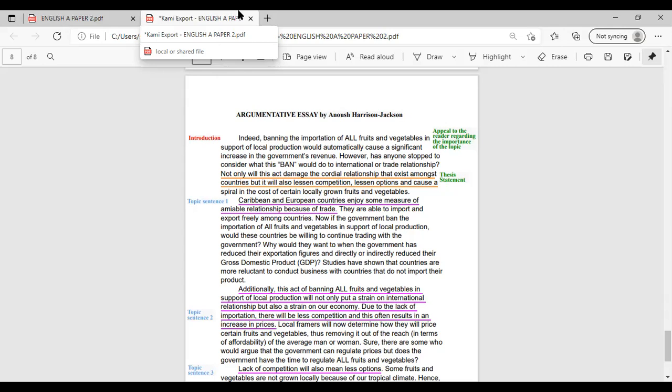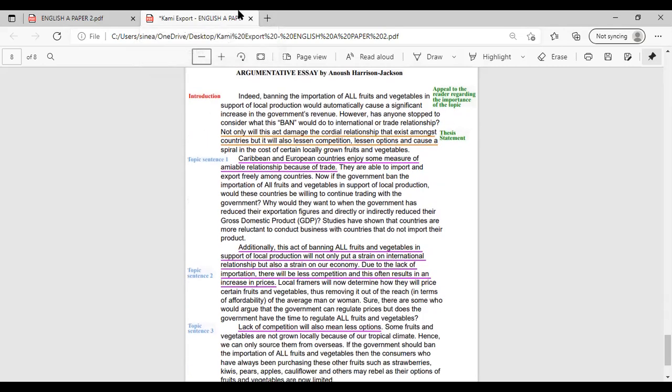Not only will this damage the cordial relationship. So again, the person that is reading a lot of essays is looking for a particular structure in this section, right? So it's looking for that thesis statement because all your points should be presented in a logical manner. So if I'm marking this, I would automatically just go and say, okay, let me check topic one, let me check topic two, topic three. It's right there in the thesis statement. And then I go on to look for the explanation, and then I go on to look for the examples, right? So in the first topic, we saw studies have shown that the countries are more reluctant.